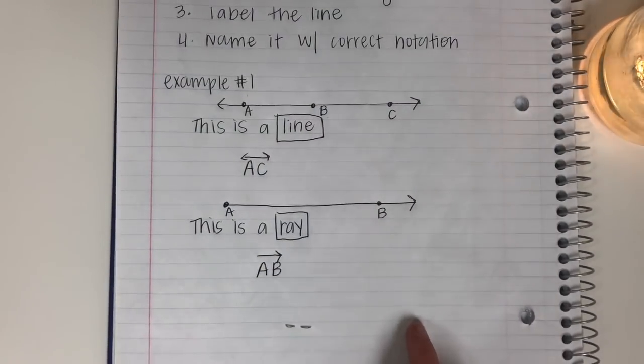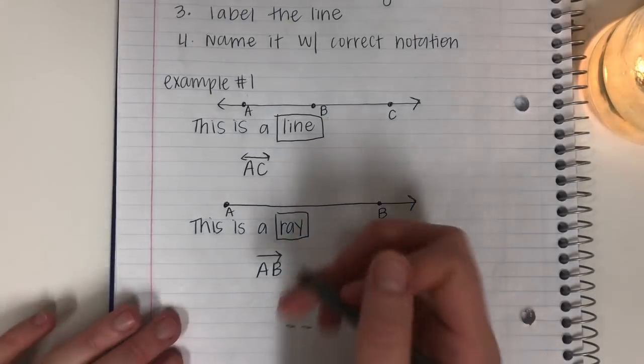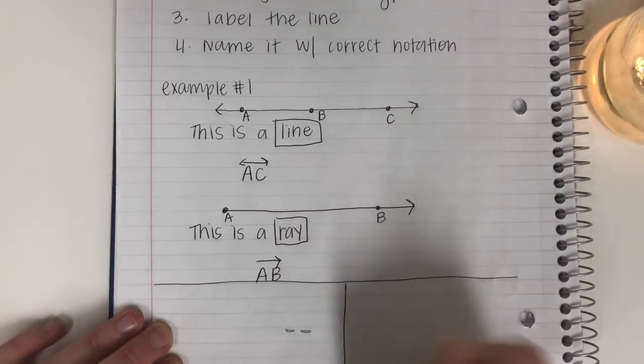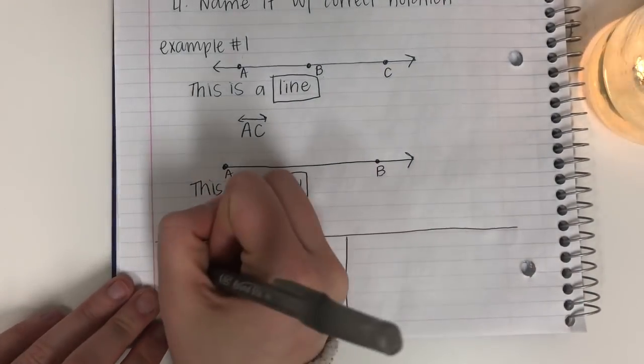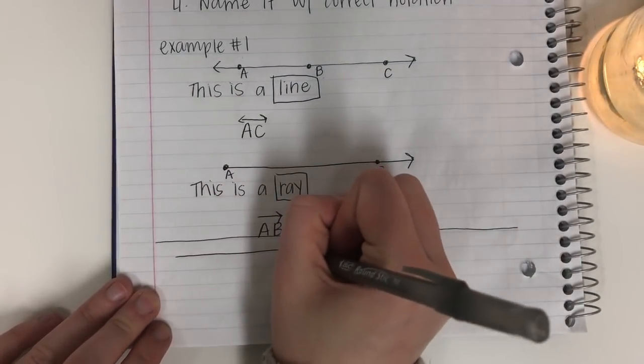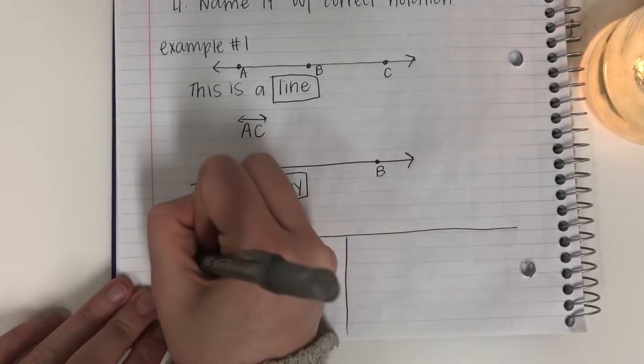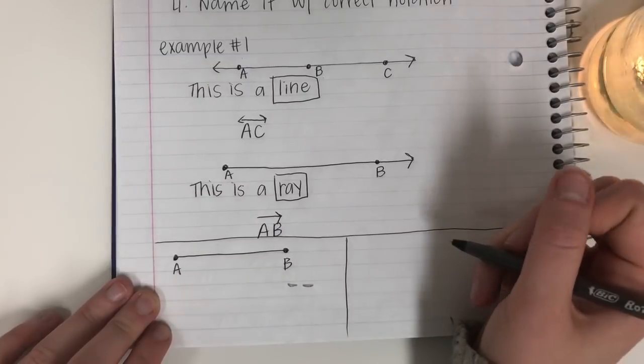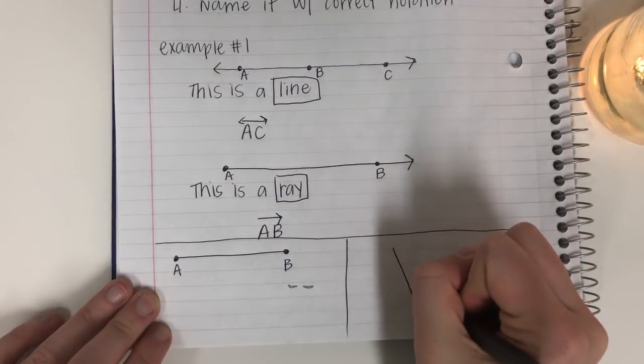Okay, all right, I'm going to give you one to label, actually two. So I want you to identify what this is, and I'll label it for you. And then I want you to tell me what this one is.